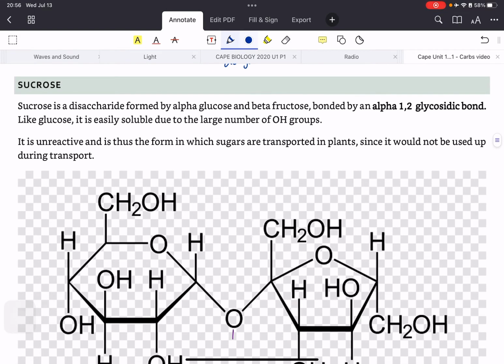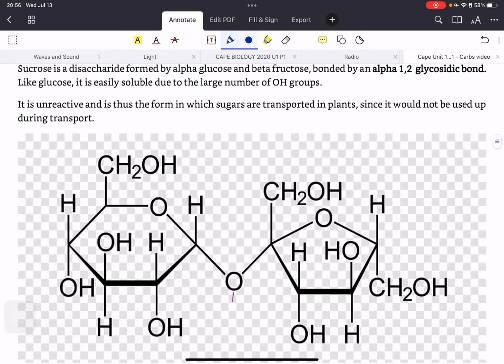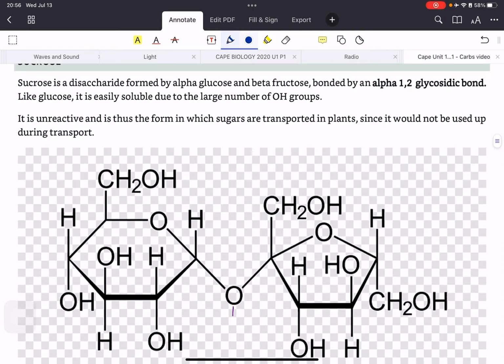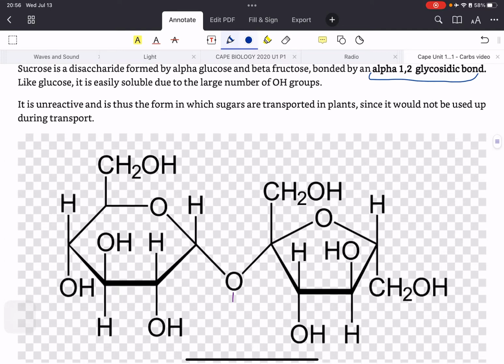Sucrose is another molecule, and it's a disaccharide formed by an alpha glucose and a beta fructose. Now you don't need to learn how to draw the fructose, okay? I just want to show you again how the bonding works. So this time it's an alpha 1,2 glycosidic bond. All right. It's not very important to draw this. You don't need to draw sucrose. You don't need to draw fructose. It's just another example, right?